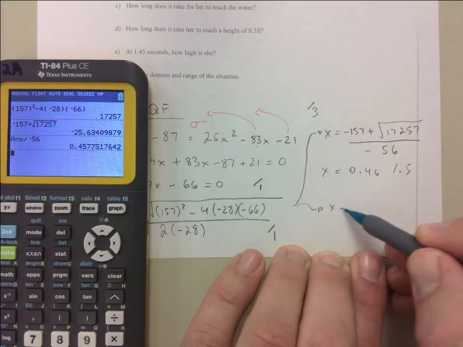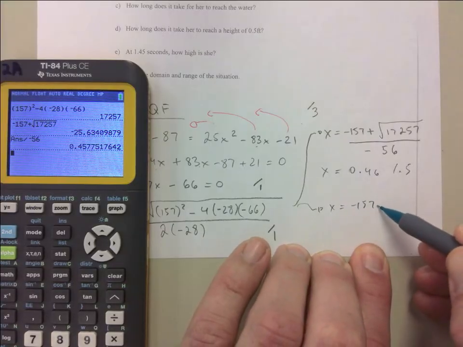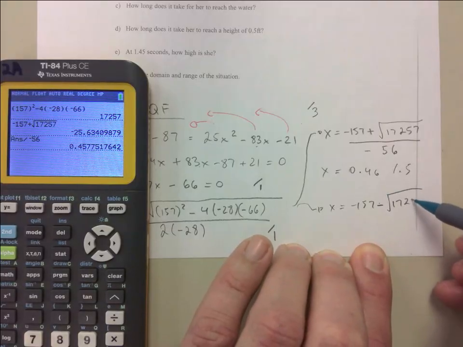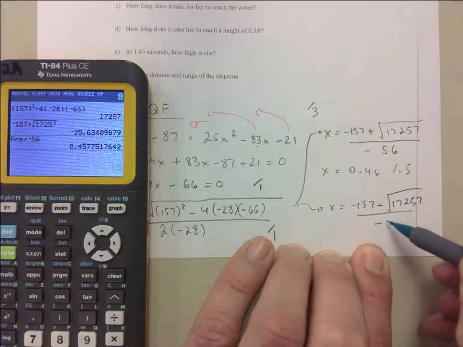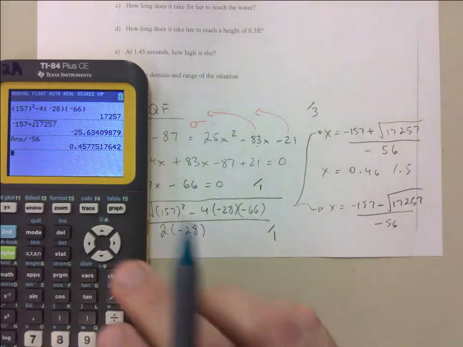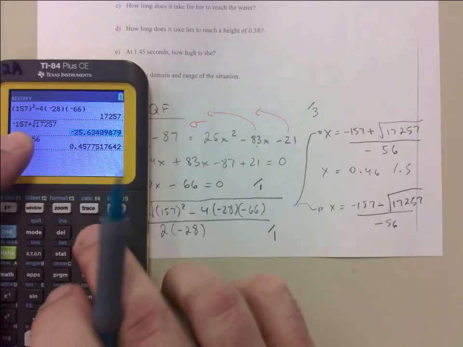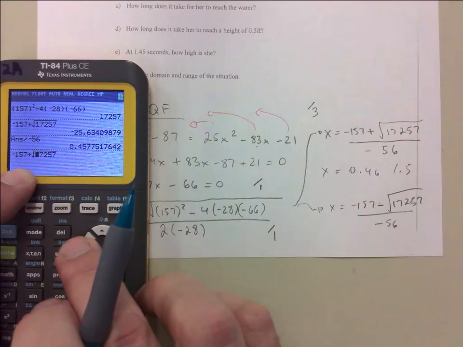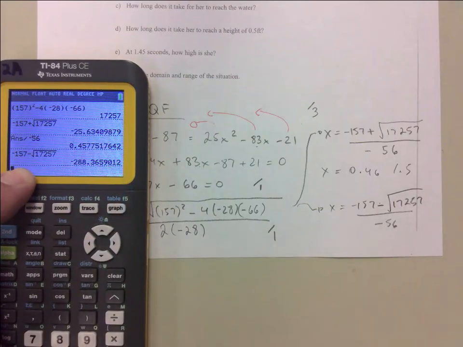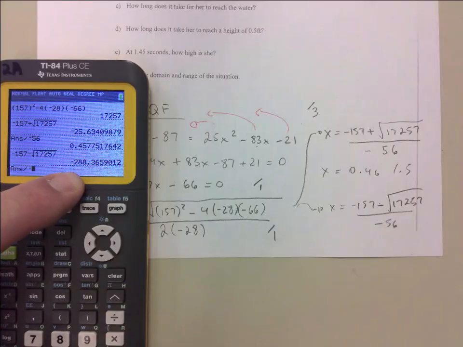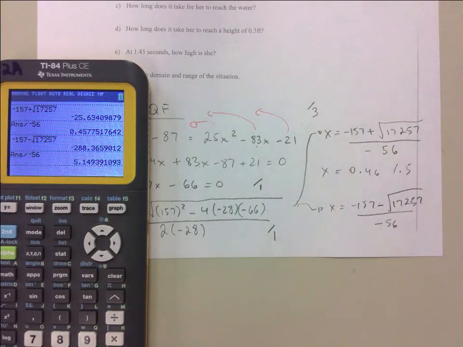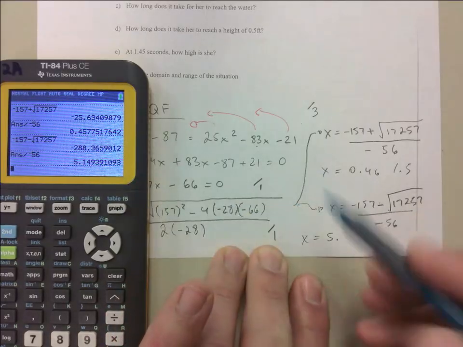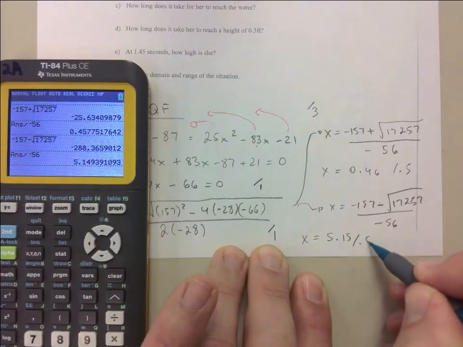The second answer is -157 minus, instead of plus, you go minus 17,257 divided by -56. And here's a little cheat. You go up to where you went plus, you copy paste that. You replace the plus with a minus. You get that. You divide that by -56. You get 5.15. You get a half mark for that.